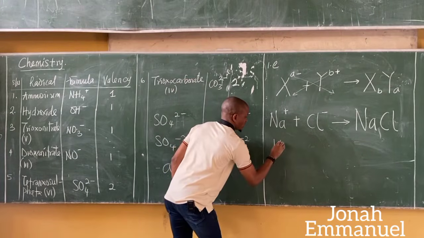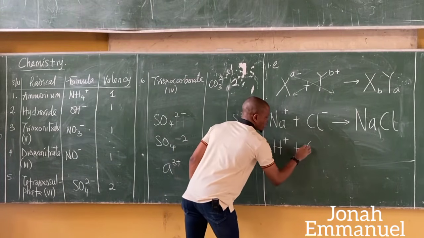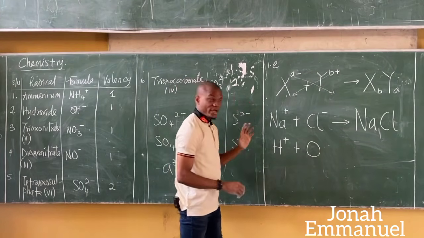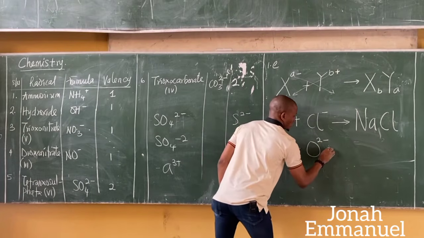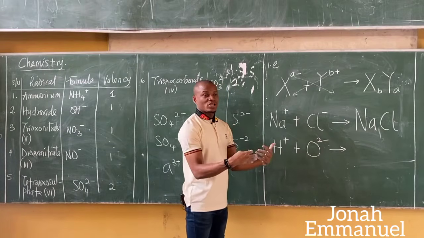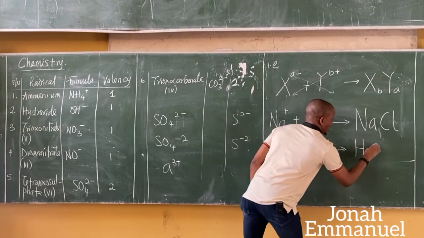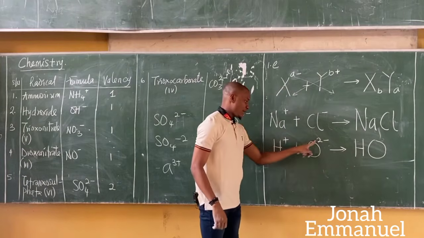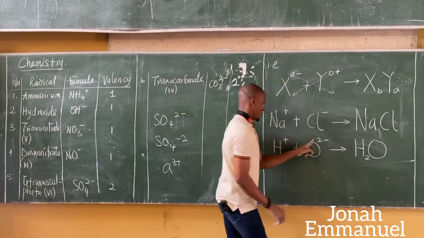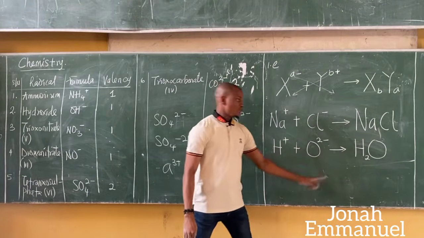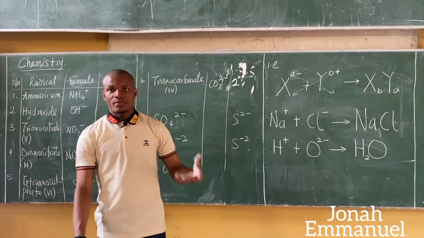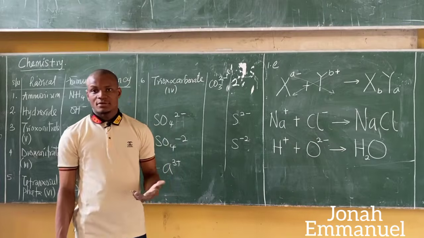Let's use water. Hydrogen is H plus. Oxygen is O 2 minus. So can they combine? Yes. Why? Positive, negative. If they combine, what do they form? It becomes H and O. This 2 comes down here, and the 1 goes here, having H2O. This is the concept of writing compounds using valency.